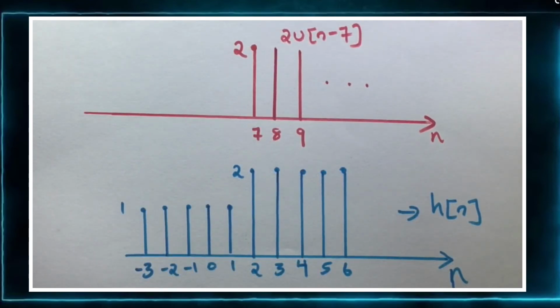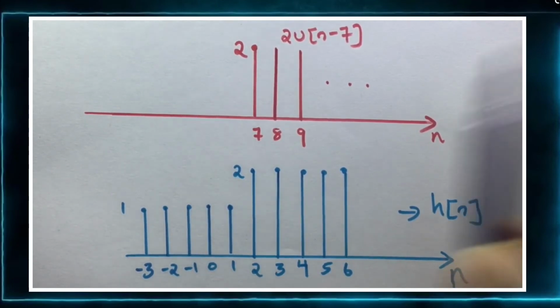Now tell me whether it is a causal system or not. Look at this portion. You can see the impulse response has got non-zero values for n less than 0. So we can conclude that it is a non-causal system. Clear?